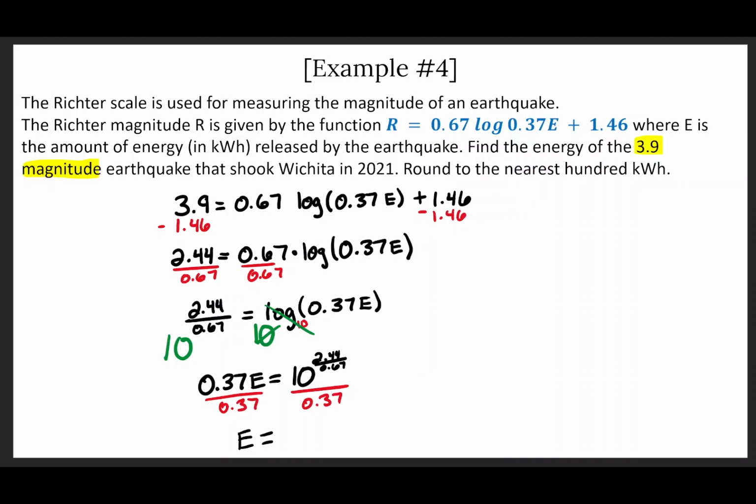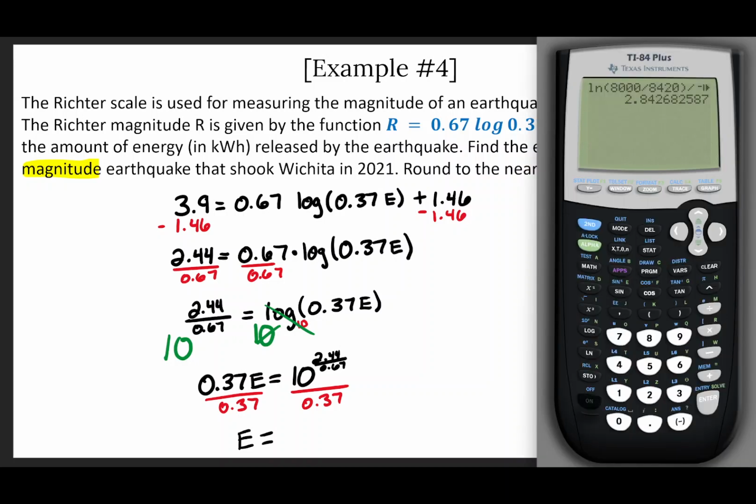It's round to the nearest 100 kilowatt hours, so let's get a couple of digits out of this here. I have 10 to the exponent 2.44 divided by 0.67. I have that. Make sure you arrow out of it so it drops down, divided by 0.37 equals 11,846.47 and so on. It says round to the nearest 100. So all right, 11,846. That'll at least be good enough.